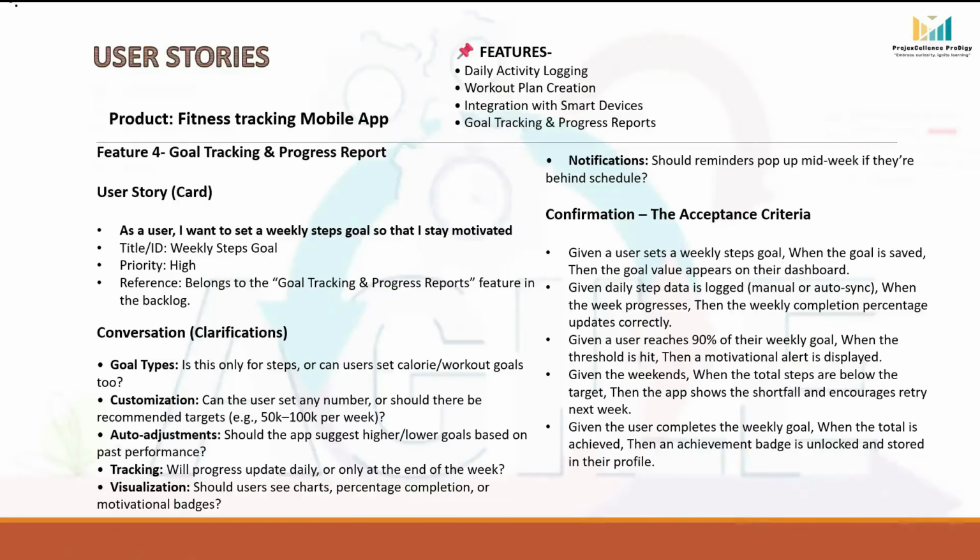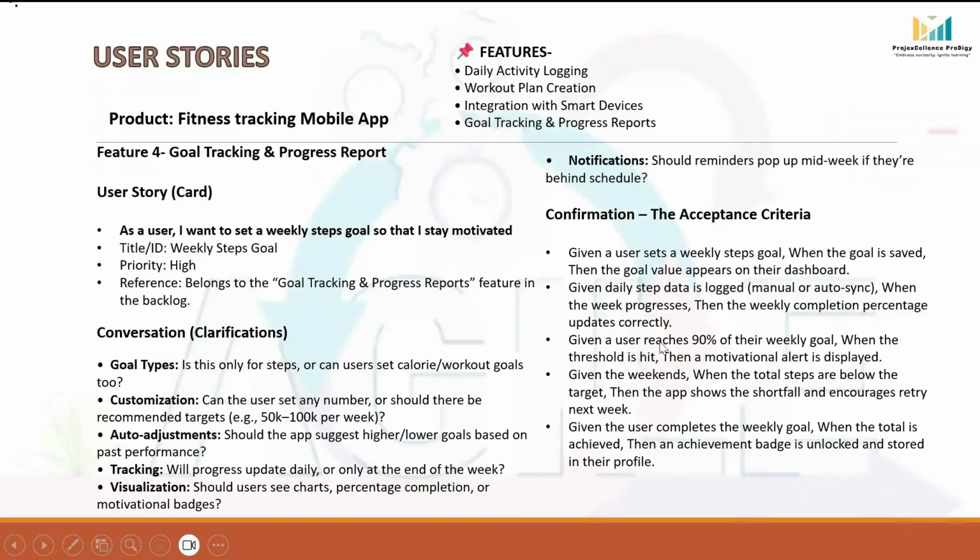Once the team has clarified how the feature should work, they move on to the confirmation stage, acceptance criteria. So the first acceptance criteria here is for setting the goal. Given a user sets a weekly steps goal, when the goal is saved, then the goal value appears on their dashboard. Second criteria is for tracking progress. As daily step data is logged either manually or through auto sync, the app should automatically calculate and update the percentage of weekly goal completion.